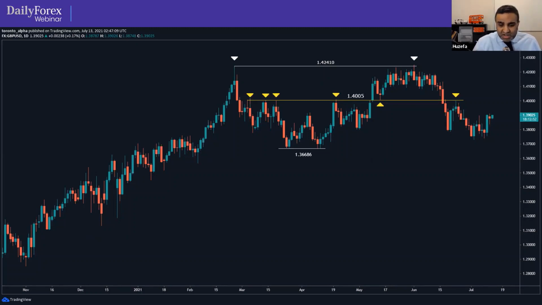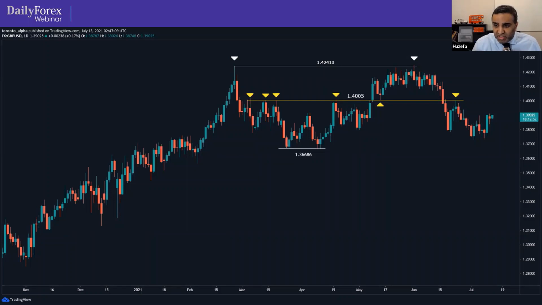Now, this is the level that I think it really has to break through to start a decent downtrend, 1.3668 or 1.3669 if you're rounding it up. So 1.36686. I want to see it break through that to start a decent downtrend. I think it will tap that level. So if you want to go into your 1 hour, 4 hour charts and find an entry point, I think it will go down to that level.